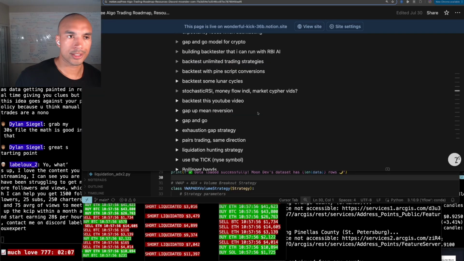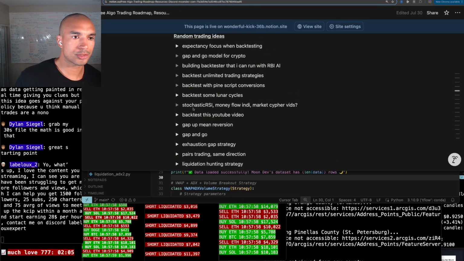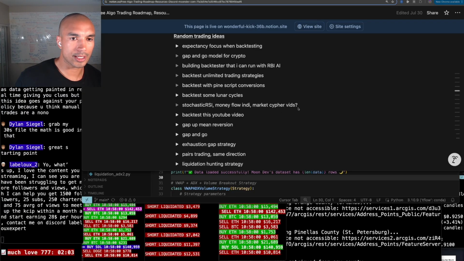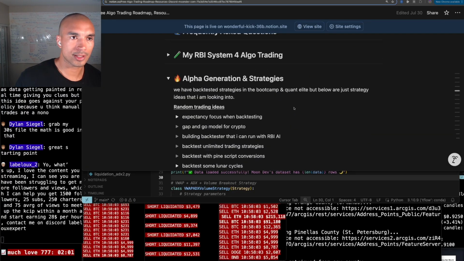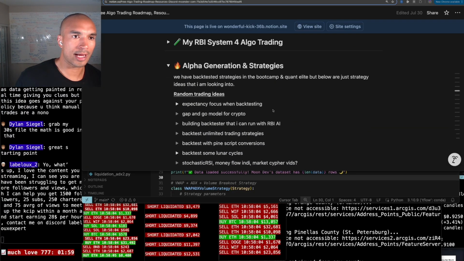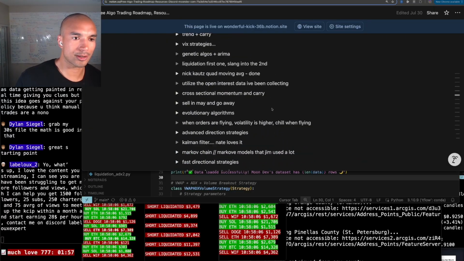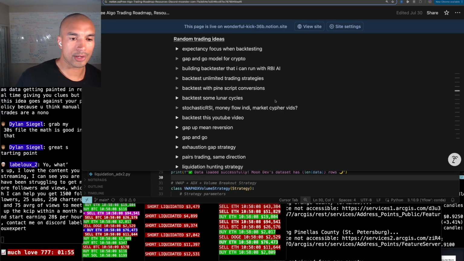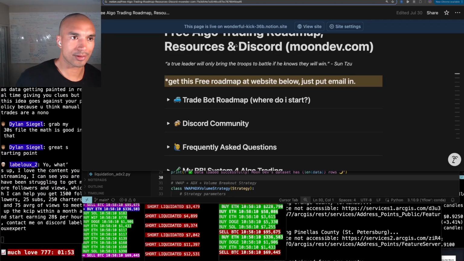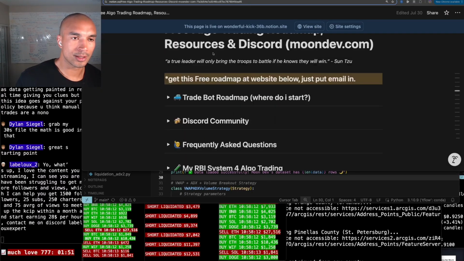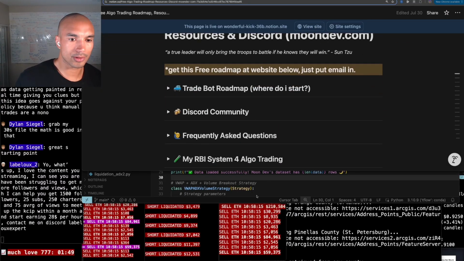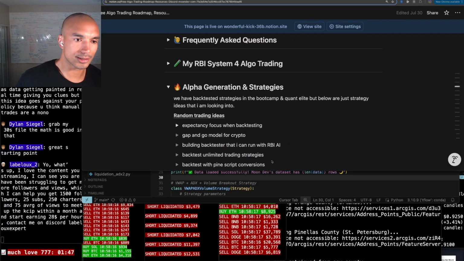Let's get it. Today I'm building a bot based off of the stochastic RSI, money flow indicator, and market cipher videos. This comes from my random alpha generation and strategies here on my Notion sheet. You can have that. Notion is free. It has everything that I know about algorithmic trading, step by step, has Discord community, all that, but that doesn't matter. I want to go ahead and just dive right into this.